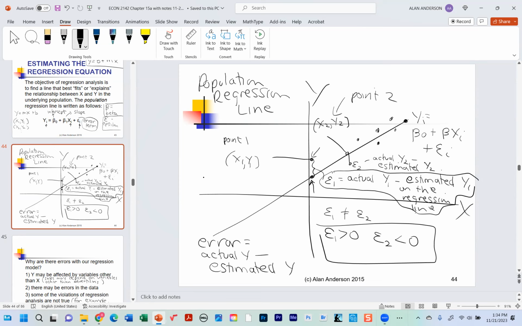It has its own error term, which we're going to call epsilon 2. Once again, it's the difference between the actual Y2 and the estimated value, but this time the regression line overestimated the value of Y. So because the error is defined as actual minus estimated, that implies that this error is negative. You can see it at the bottom there. So we've got positive errors and we have negative errors. Interesting.